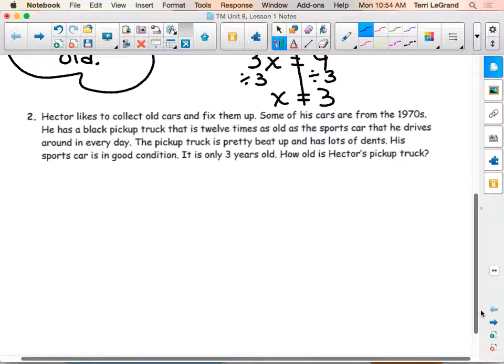He likes to collect old cars and fix them up. That's not going to help us solve our problem, is it? Okay, so, but really, what's the first thing we should do before we even start deciding that? Circle the question. What do they want us to find? How old is Hector's pickup truck?